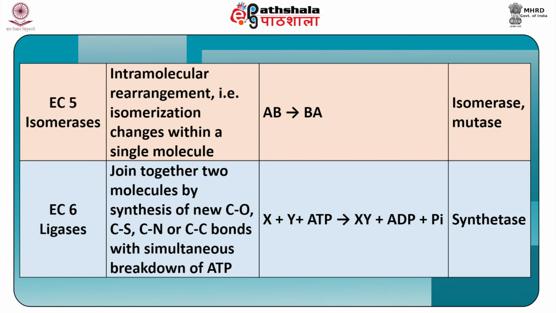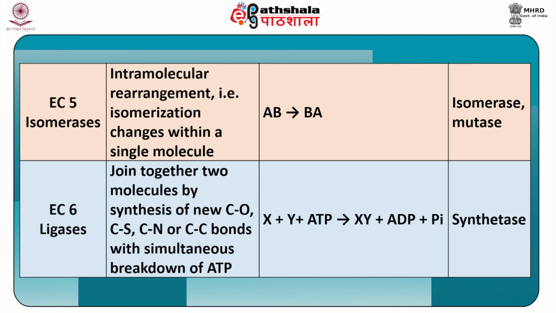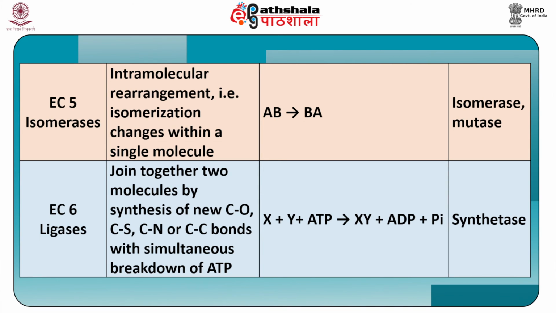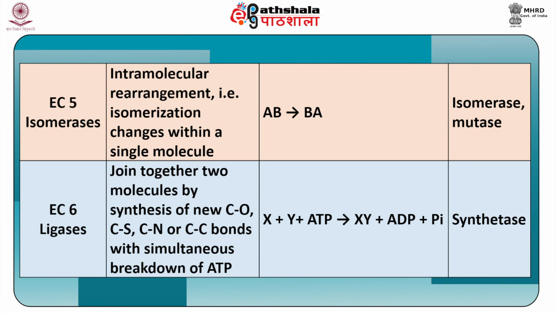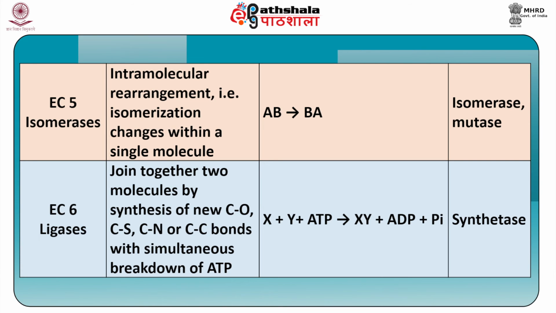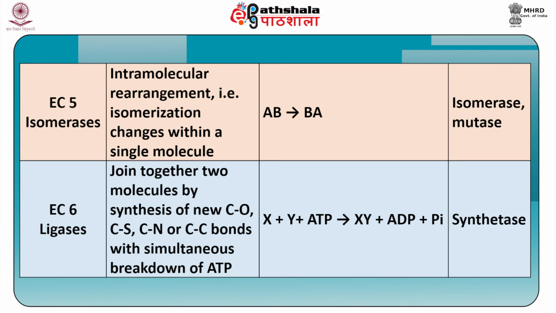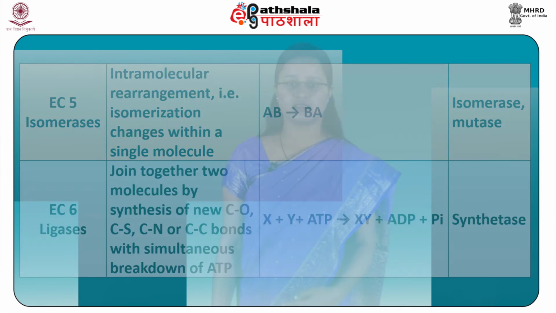EC6 is the ligase, in which joining together of two molecules occurs by synthesis of new CO bond, CS bond, CN bond or CC bonds with simultaneous breakdown of ATP. This breakdown of ATP is very much required for the activity of the ligases. Let's look at the example. The reaction of category X plus Y plus ATP leading to formation of bond XY plus the hydrolysis of ATP, ADP plus inorganic phosphate, is one of the examples. So synthetase is one of the examples which comes under this category.